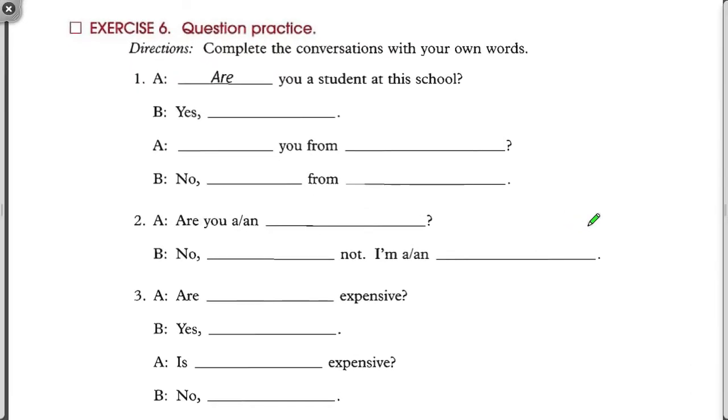Exercise 6, more question practice. Complete the conversation with your own words. The question is, are you a student? But here it is asking you. So the answer would be, yes, I am. Are you from the USA, the United States of America? No. I'm from Saudi Arabia.